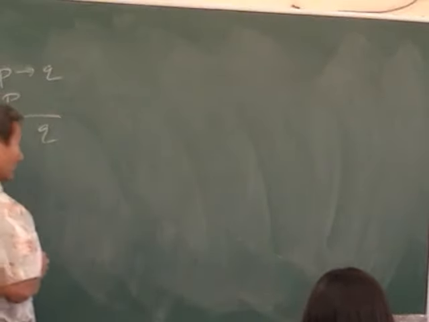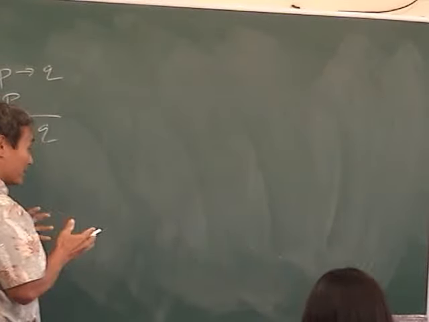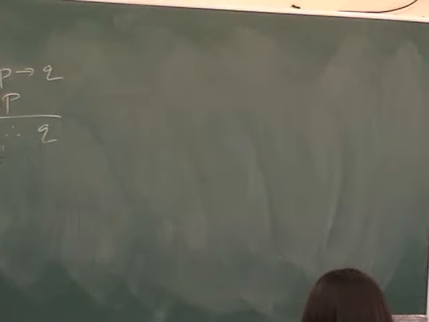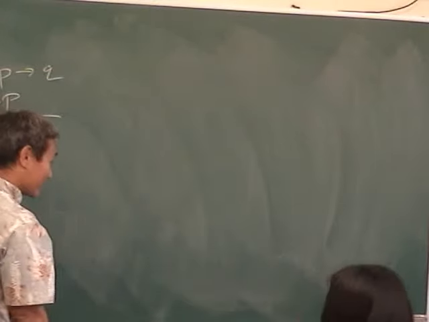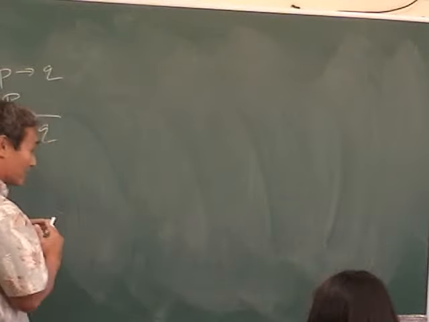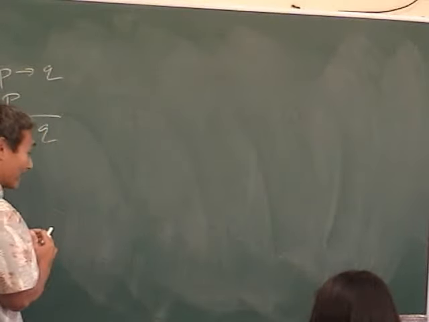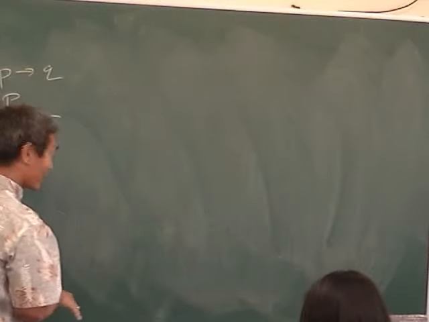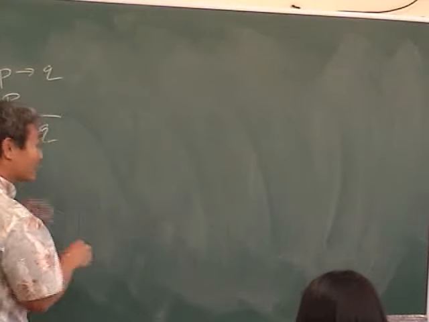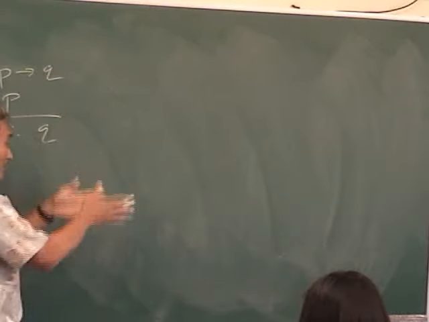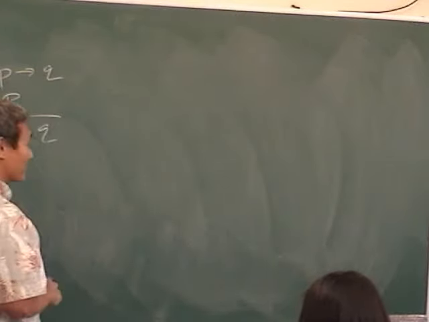Method number 2: if the conjunction of the premises implies the conclusion is a tautology, then this is a valid argument. These are the 2 premises. What does conjunction mean? And. So if I add these 2 together, implies the conclusion is a tautology. What's a tautology again? That's when the truth table comes out all true. Then this argument will be valid.